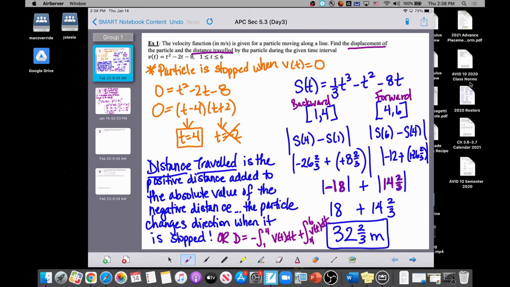But in order to be able to do the distance traveled with integrals instead of doing it with the absolute values of the position function, you do need to know ahead of time which one is your forward direction and which one is your backward direction.